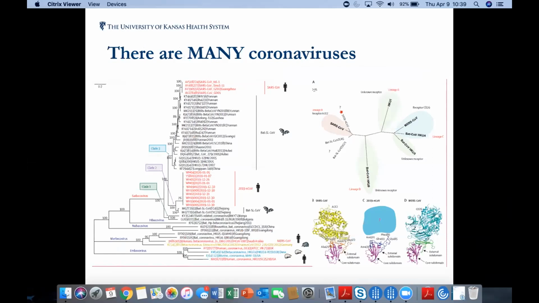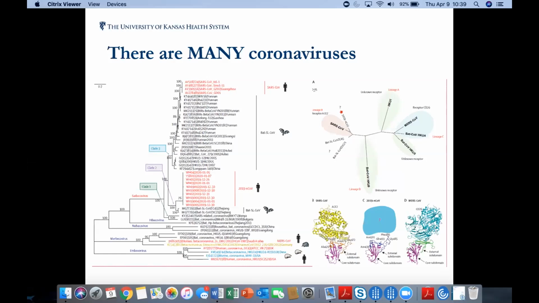There are a number of different coronaviruses, and I think it's unfair to just talk about SARS-CoV-2 without mentioning the other coronaviruses, because they've really been infecting mammalian hosts for hundreds of thousands, if not millions of years. And they don't just infect humans, they infect a number of different species. They infect rodents, felines, camels, bats, a number of different mammalian hosts.